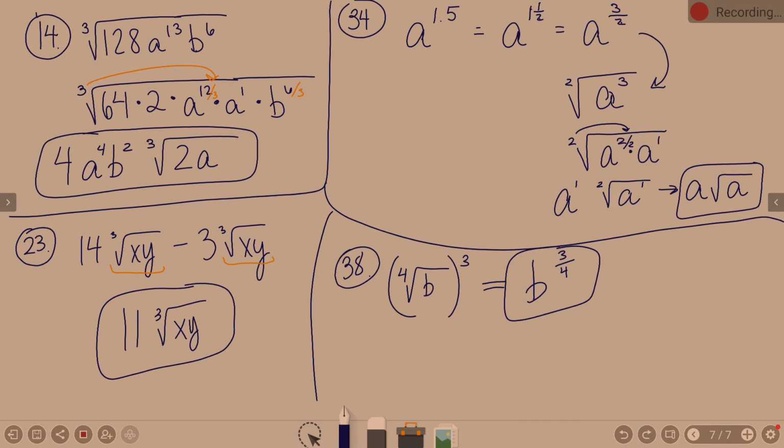So what I was trying to point out to you on that one is just make sure that if they're like radicals, so the same type of root, the same pieces under the radical, you can add and subtract them.